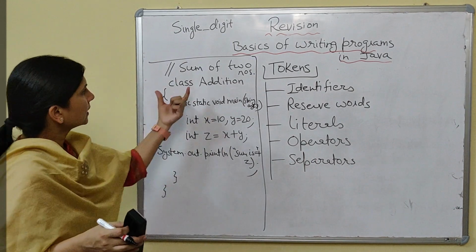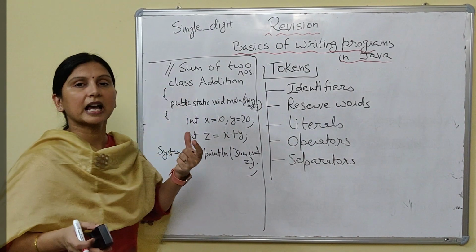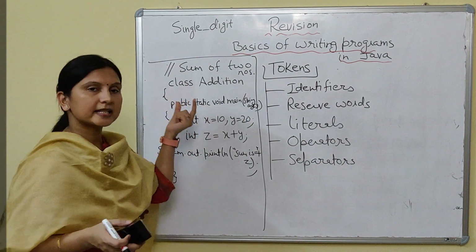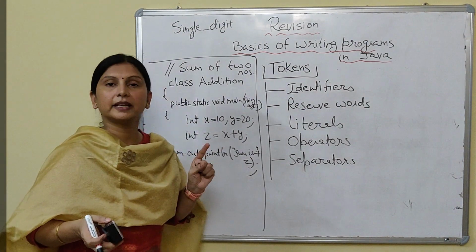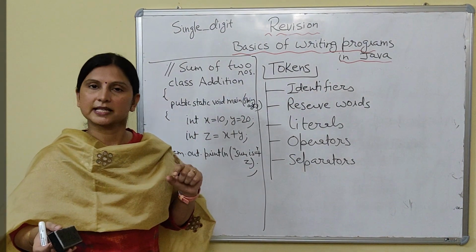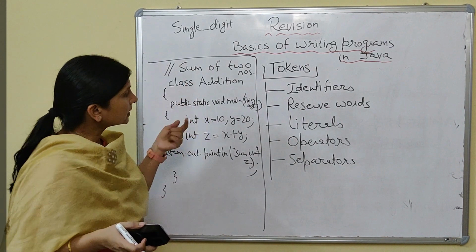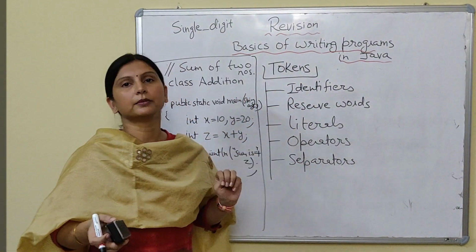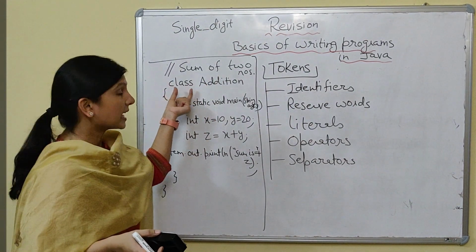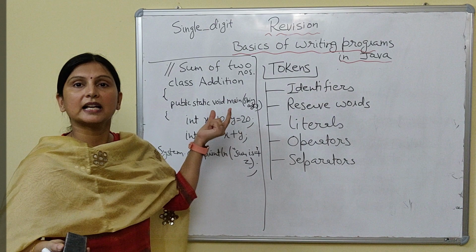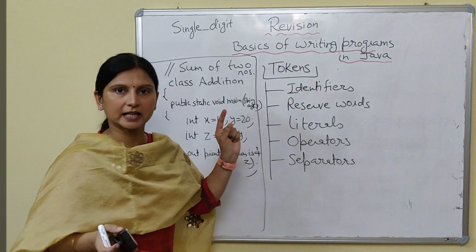Fine. Now see, what are the tokens in this program? Let's see. First word is class. So what is class? Whatever tokens, it can be a character, it can be a symbol, or it can be a word. So we will see word by word. Whatever words come under these categories, that will be a token. Very simple. So we will see one by one. Class comes under which category? Class is a keyword. So it will come in reserve words. Fine. So it is a token.